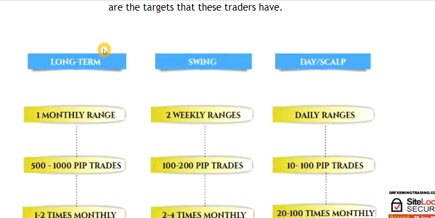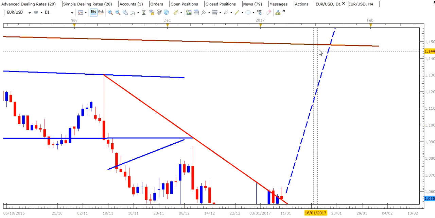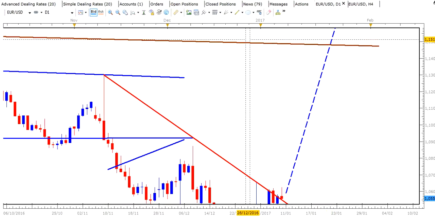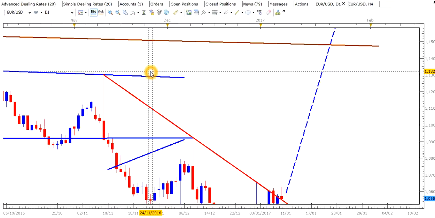So coming back to this chart once again, depending on the type of trader you are, your targets are going to be different to take advantage of this expected rally. If you're a long-term trader, targeting at least 500 to 1,000 pips, then your target is going to be the resistance boundary here. We're talking about a movement of close to 1,000 pips.